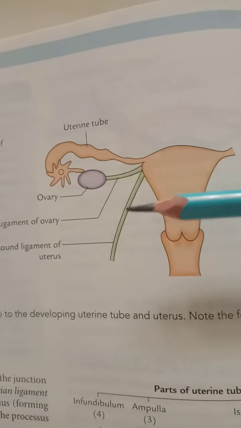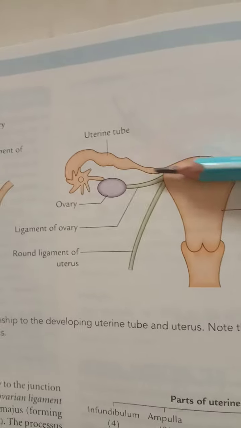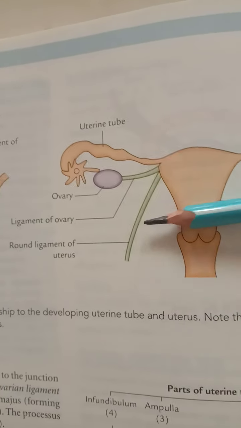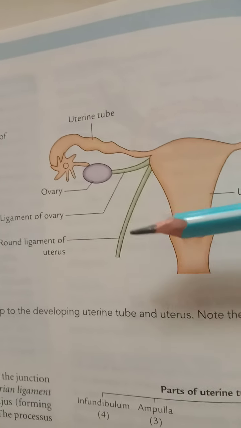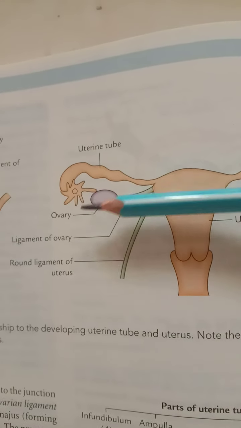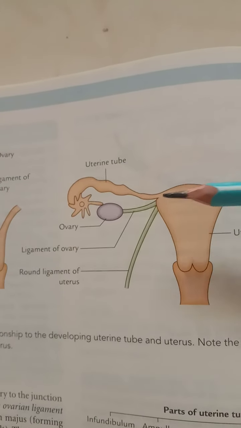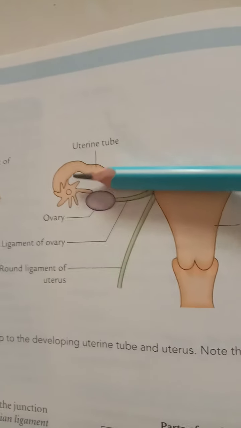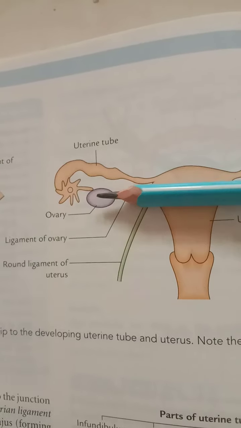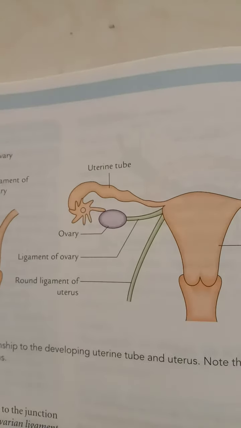So the next internal genital organ is the uterine tube, or the fallopian tube. So this one. The uterine tubes are a pair of ducts which transmit the ova from the ovaries to the uterine cavity. Each tube is about 10 centimeters long and lies in the upper free margin of the broad ligament.